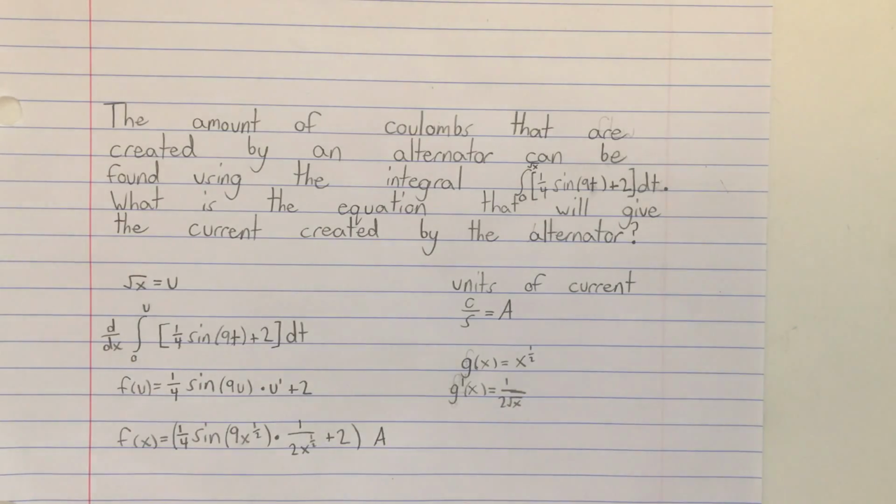So now we're going to move into an example that deals with physics and electricity. So this question says the amount of coulombs that are created by an alternator can be found using the integral from root x to 0 of 1/4 sine 9t plus 2 dt. What is the equation that will give the current generated by the alternator?